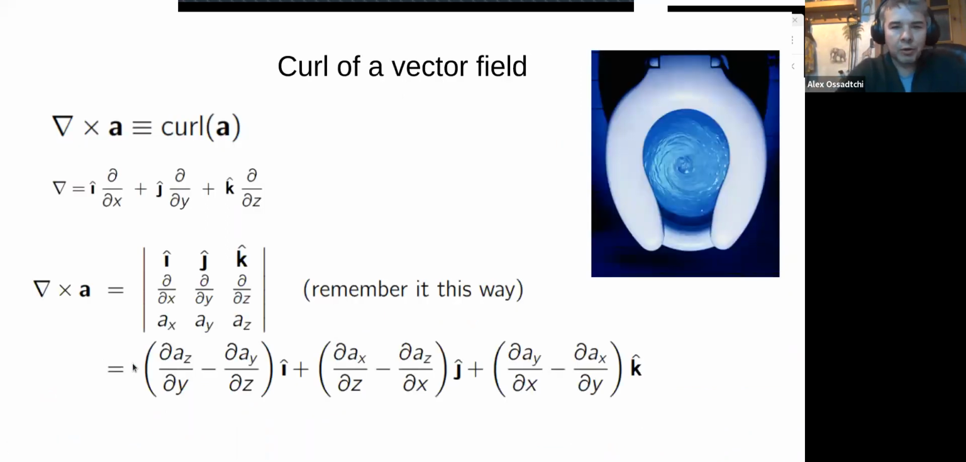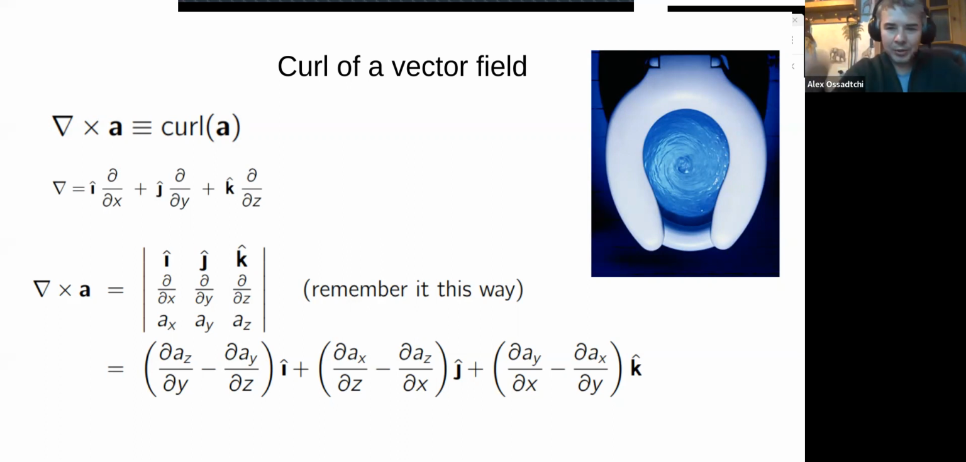Then we looked at the curl. This is another characteristic which tells you the extent to which you have rotation in your field. The example of this, again, if we talk about water and the vector field, is to think of a set of vectors attached to elementary particles of water, let's say in the toilet tub. When you flush it, you see this rotation, and that's the point.